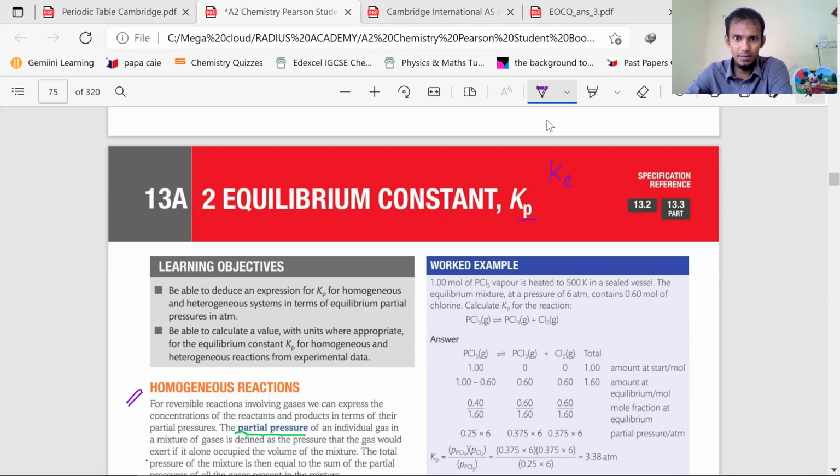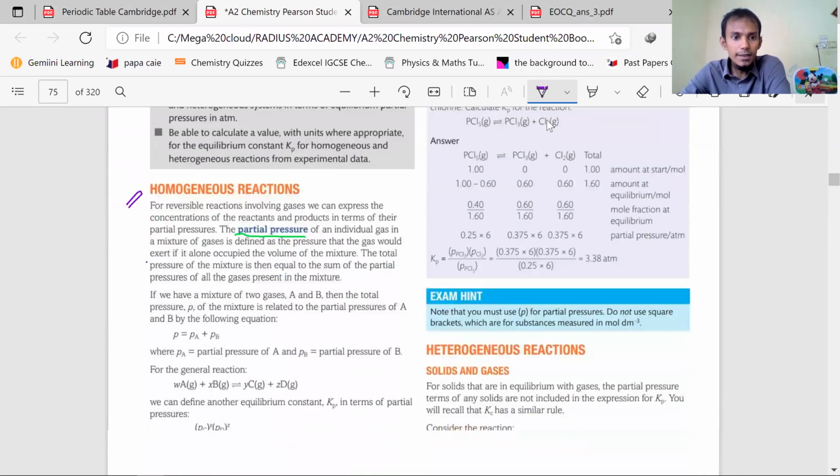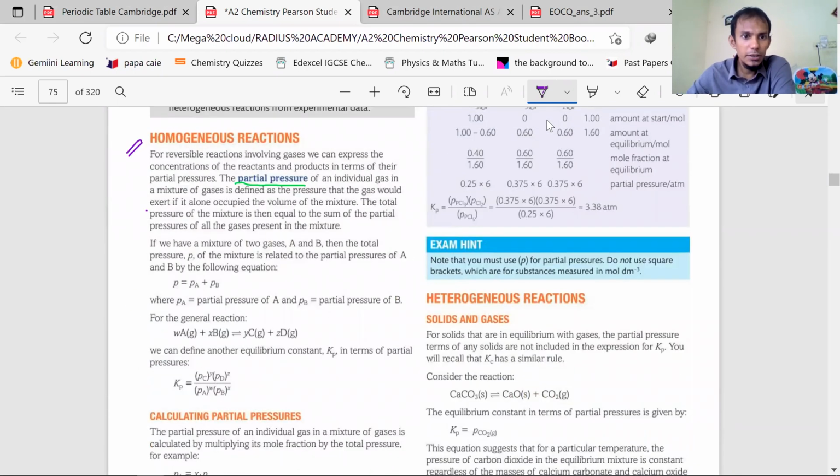Rather, Kp is the pressure equilibrium constant, so pressure is only applicable for gases. That's why the reactants and products you will consider here are gases. If there is any solid, liquid or aqueous reactant, then we'll discard that. So for a homogeneous reaction, we need to find the partial pressure.